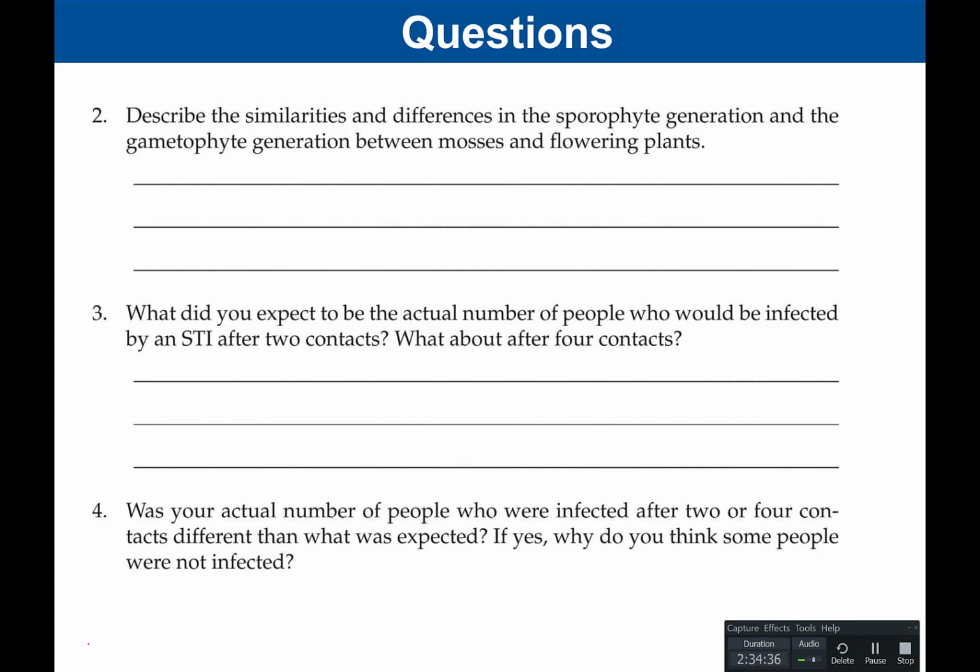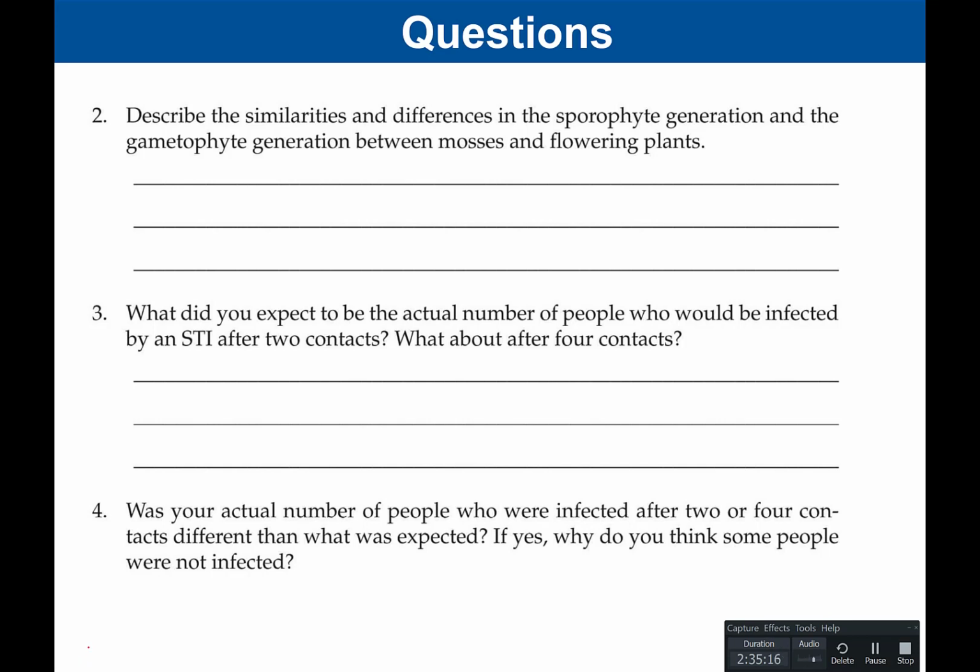Question 4, was your actual number of people who were infected after 2 or 4 contacts different than what was expected? If yes, why do you think some people were not infected? And so this is what I went over with you, right? So when we looked at our 4 contacts, for example, was it the same as we expected? If not, what were some of the reasons that I talked about for why people would not be infected? Why our actual would be lower than our expected? So make sure to address both parts for that question.